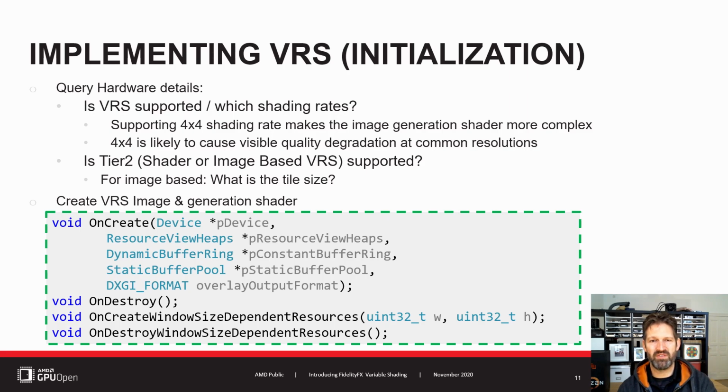You can find all the relevant code for this in the file ffx variable shading code.cpp in the function onCreate. The function onCreate window size dependent resources contains the code to actually create the surface for the VRS image.